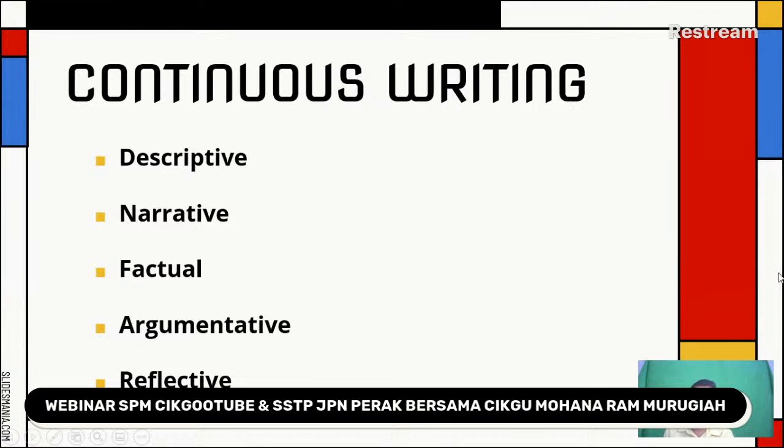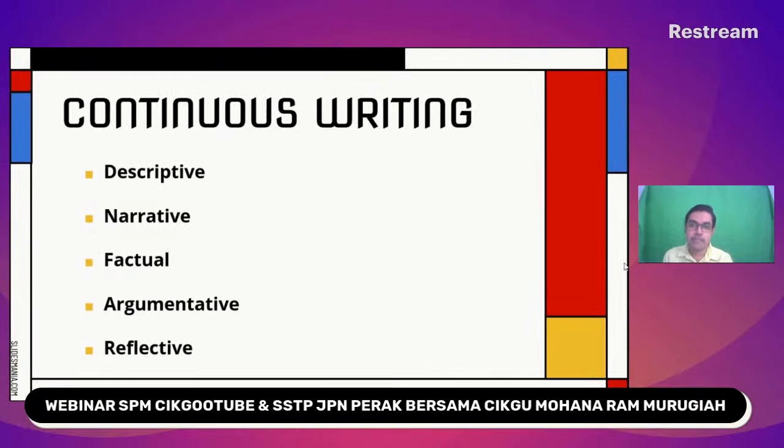Okay, so for our SPM continuous writing, we have 5 different essays, or 5 genres that you have to write. We have descriptive writing, narrative writing, factual, argumentative, and reflective. So these are the most commonly tested types of essays for continuous writing skills. I'm sure at this point of time you would have gotten a hang of all these essays.